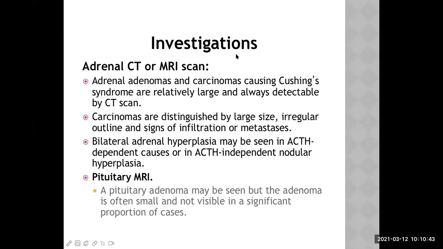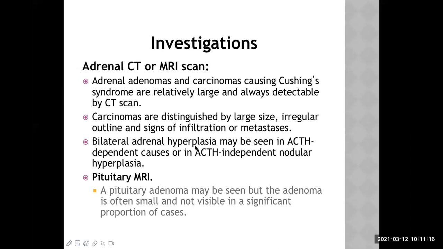Now, some other investigation we can go for is adrenal CT or MRI scan. Remember, adrenal adenoma or adrenal carcinoma are some of the important causes of Cushing syndrome. So we have to go for this type of test just to detect them. And we can see what the size is there. Are there any other signs of infiltration or even metastasis, if the tumor or malignancy has come there from outside?